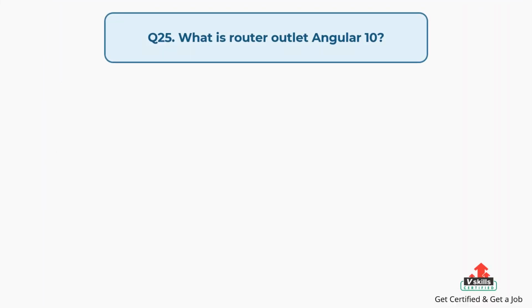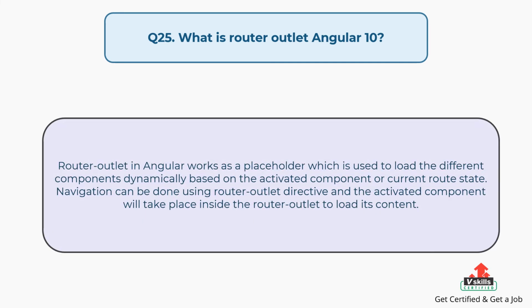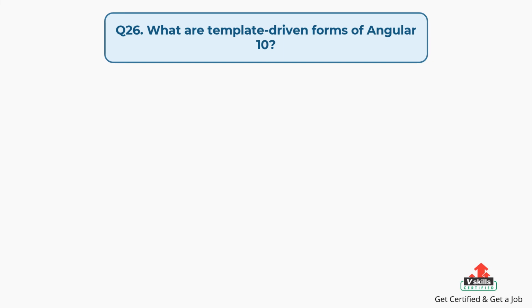Question number 25, what is router outlet in Angular 10? The answer is: router outlet in Angular works as a placeholder which is used to load different components dynamically based on the activated component or current route state. Navigation can be done using the router outlet directive, and the activated component will take place inside the router outlet to load its content.